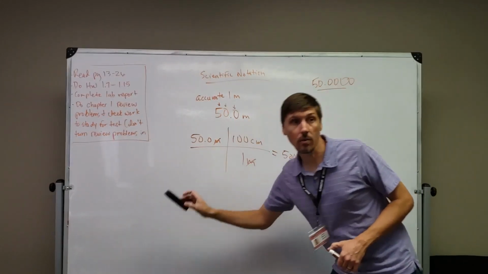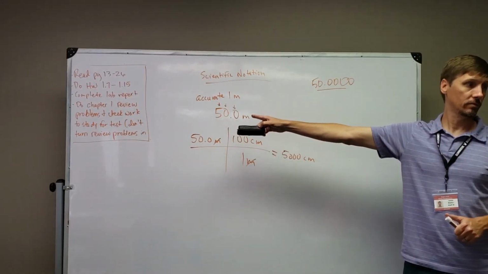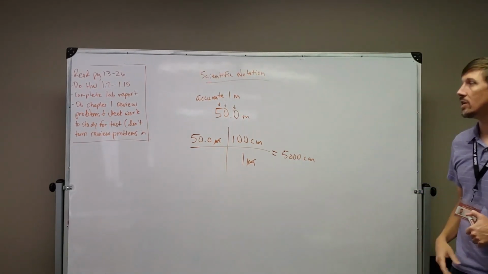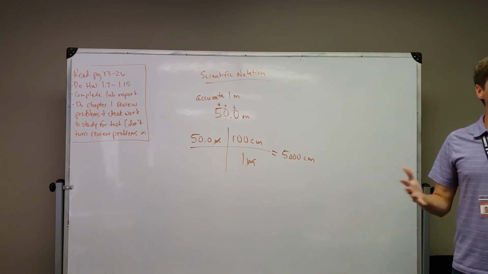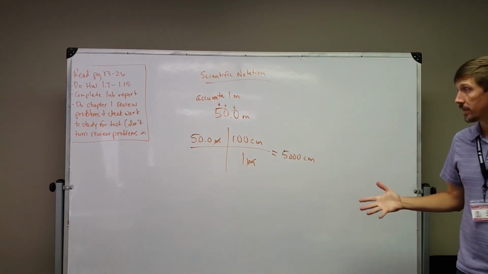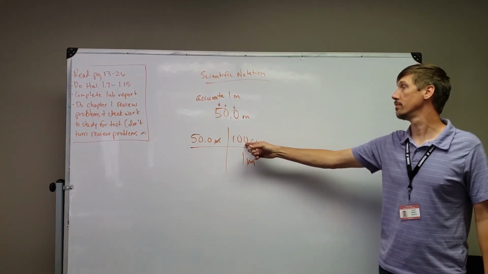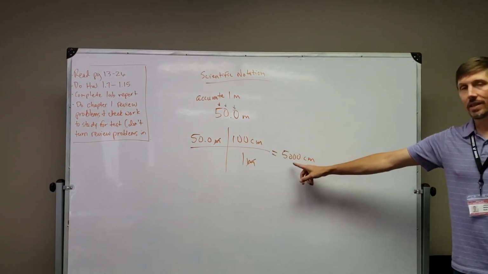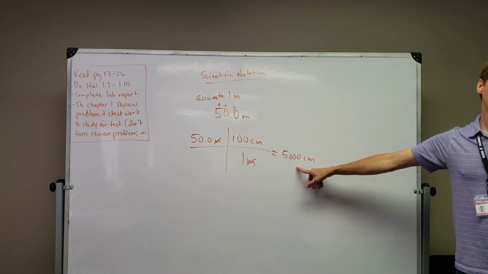So does everybody understand now why there are 3 significant figures in that one? Since we started with 3 significant figures, we have to end with 3 significant figures because we multiplied and divided. We multiplied by 100 and divided by 1. Well, does that have 3 significant figures in it?